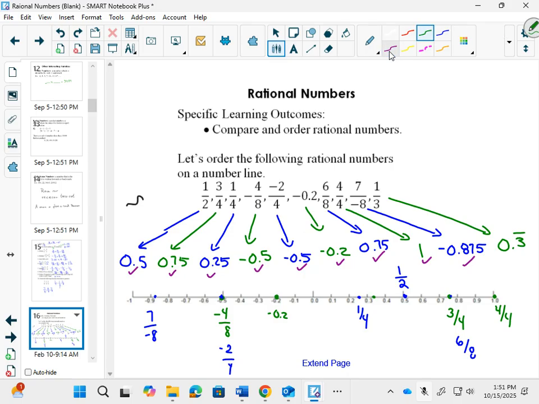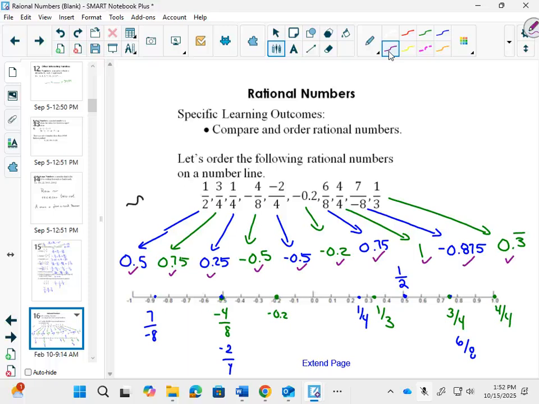0.33, I would guess, about there. 1/3. So if we can make a number line, and we can label the points on the number line, now we get a sense of which numbers are bigger and which are smaller. The ones farthest to the left, those are the smallest.